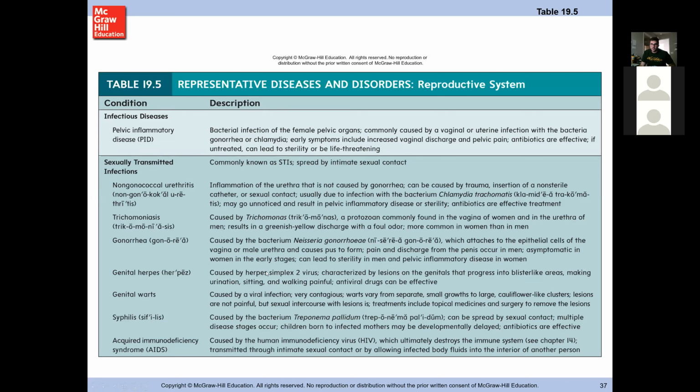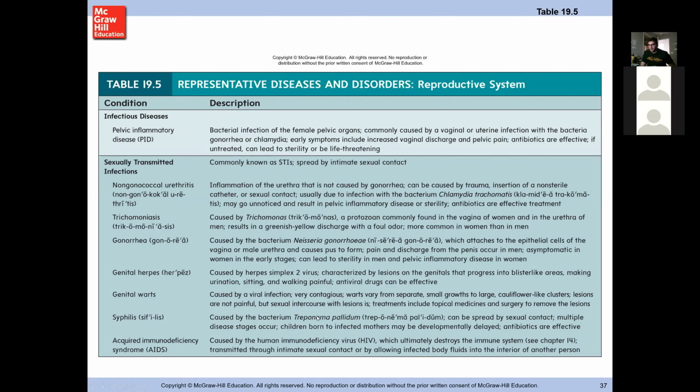And we have genital herpes, caused by herpes simplex 2 virus, characterized by lesions on the genitals that progress into blister-like areas, making urination, sitting, and walking painful. Antiviral drugs can be effective for this. We can have genital warts and syphilis. Genital warts are caused by a viral infection and are very contagious. Warts vary from separate small growths to large cauliflower-like clusters. Lesions are not painful, but sexual intercourse with lesions is. Treatments include topical medicines and surgery to remove them.